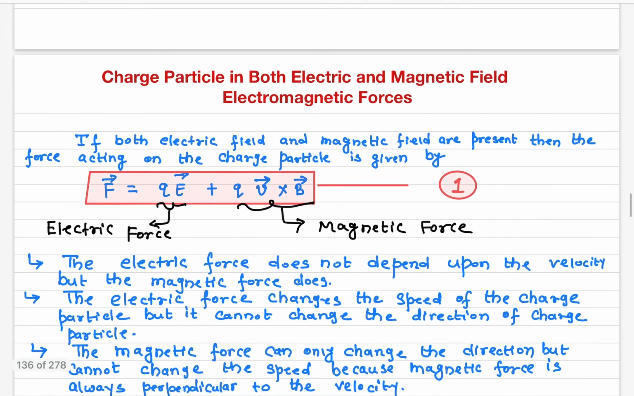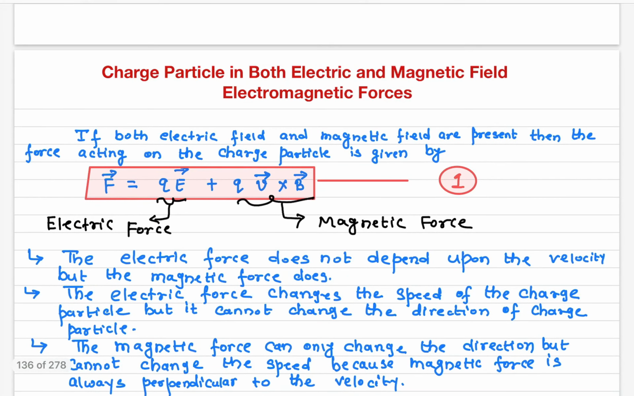In this video, I'll talk about the motion of a charged particle in both electric and magnetic fields. That means both the electric field and the magnetic field are present. What happens to the particle? In which direction will it move? What is the net force acting on it? That I will be talking about in this video.